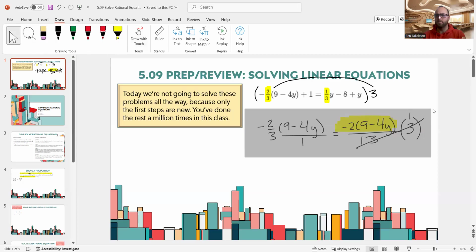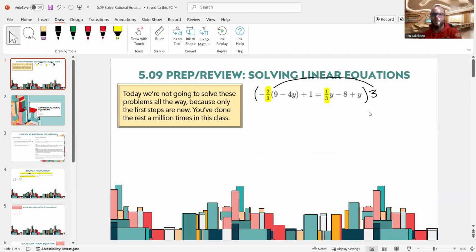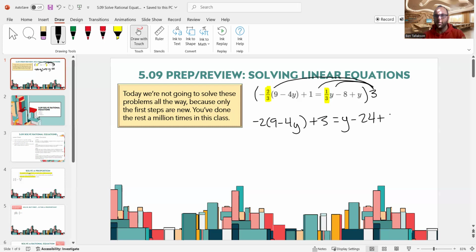Okay, let's go ahead now and work it out. So we distribute that 3 and we get -2 times 9 minus 4y. We can distribute to the +1. Okay, right here, that fraction goes away. You just have 1y. And multiplying just everything else out. This was really where we needed to focus and spend some extra time.